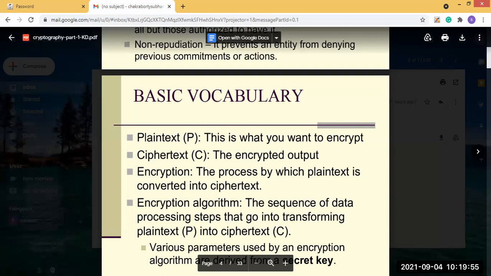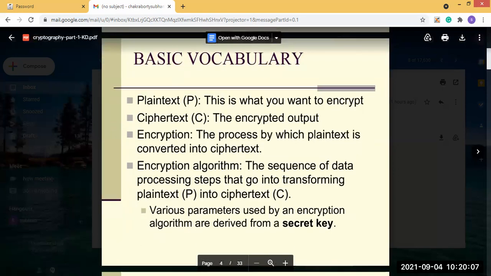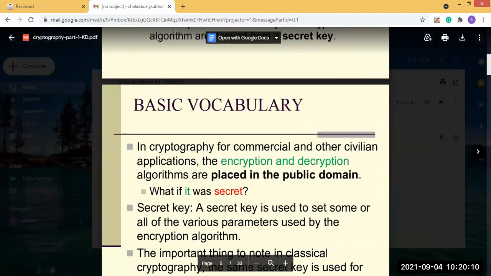Okay. Now, the various parameters used by the encryption algorithm are derived from the secret key. In cryptography, for commercial and other civilian applications, the encryption and decryption algorithms are placed in the public domain. There are many encryption algorithms and decryption algorithms present, and they are placed in the public domain.